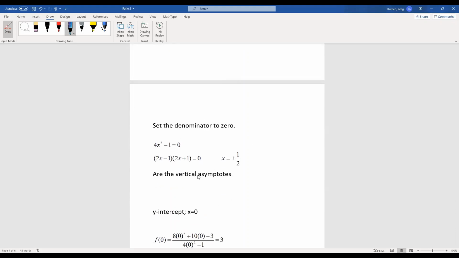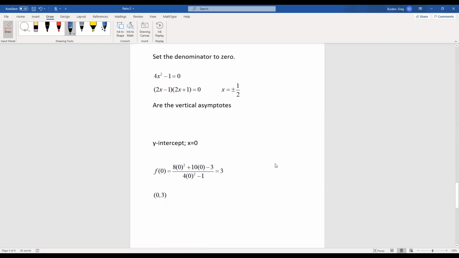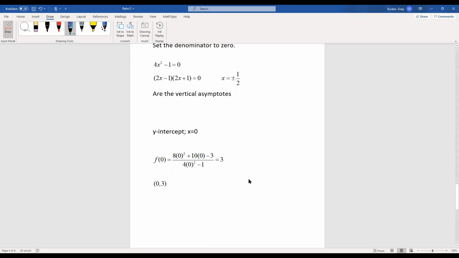Okay, so you set the denominator to 0 to find the vertical asymptotes. We're also going to usually want to find the y-intercept. That's pretty straightforward to find. You just plug in x equals 0. F of 0 simplifies as negative 3 over negative 1, which is 3. So the y-intercept is (0, 3). The x-intercepts, of course, you find those by setting y to 0.